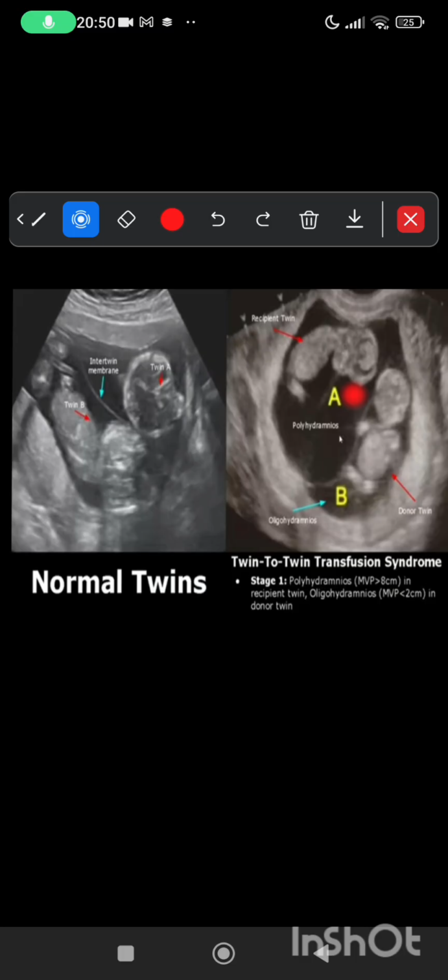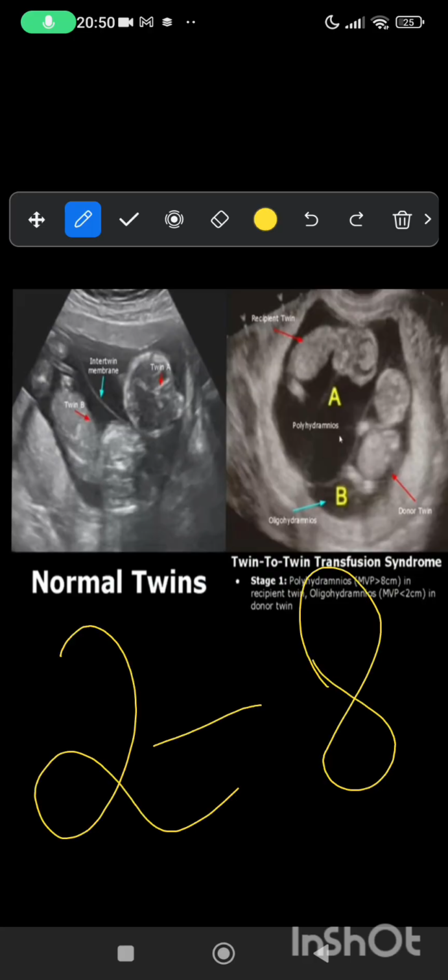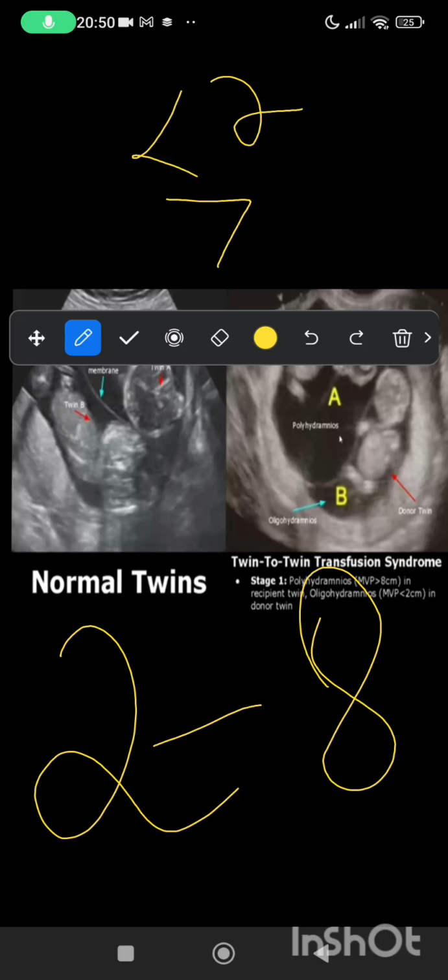Now what is the normal value for the maximum vertical pocket? Less than 8 centimeter. The range is 2 to 8 centimeter. Less than 2 is oligo and more than 8 is poly.